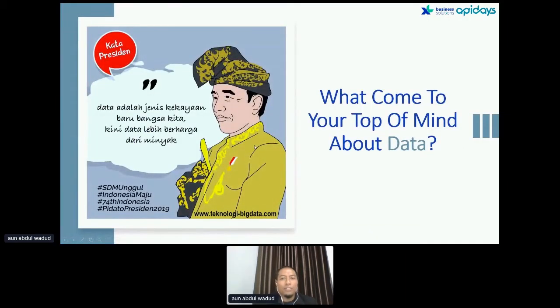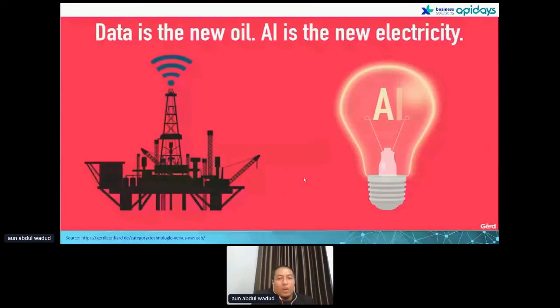So this is what comes to your mind about data. This is our president, Bapak Joko Widodo, saying that the very precious thing in Indonesia currently is not only oil and natural resources, but also data. Huge data that we can take to support smart cities, the government initiative and everything. And this is what is growing now. We can treat data as the new oil right now, while AI is the new electricity. So by combining data, machine learning, and AI, we would like to get more value and benefit for our businesses.